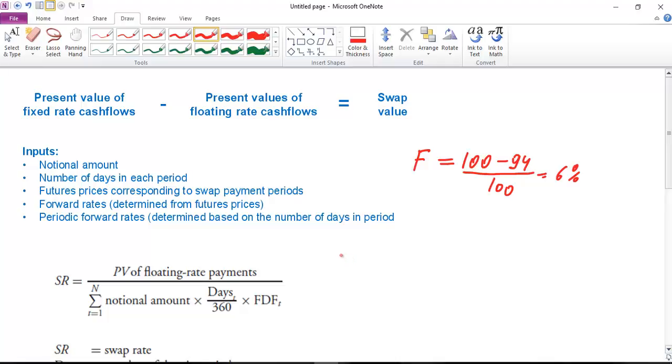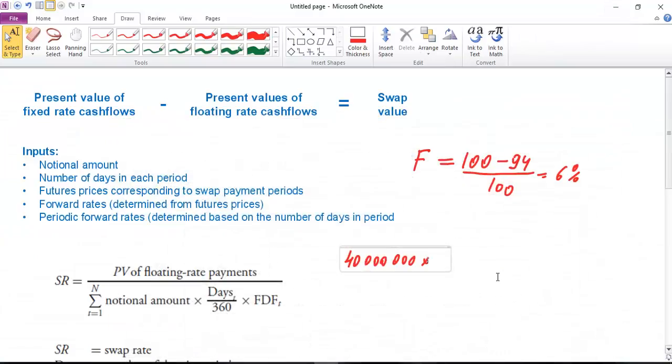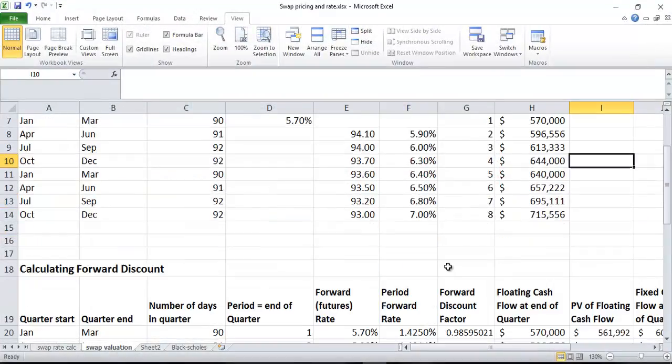Just to show you, in case you didn't quite get it, we're getting the cash flow for that period by taking 40 million, multiplying it by the rate. In this case, the rate is 5.9%, and the number of days is 91. So it's going to be 5.9% times 91 days divided by 360. This gives you 596,556. So that's how you got this. And following the same rule, you can calculate all of these cash flows.